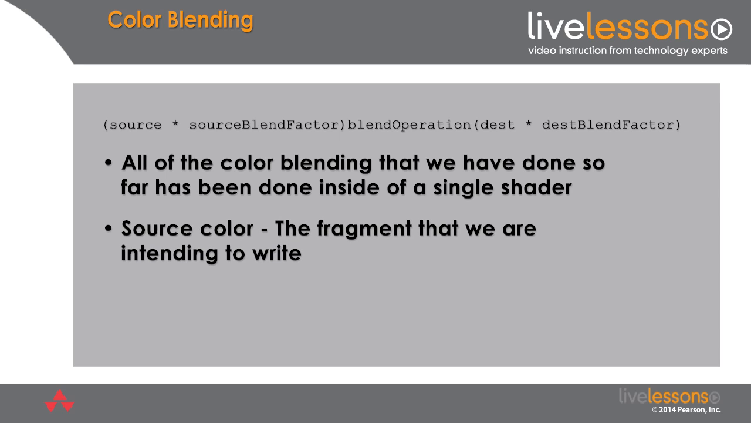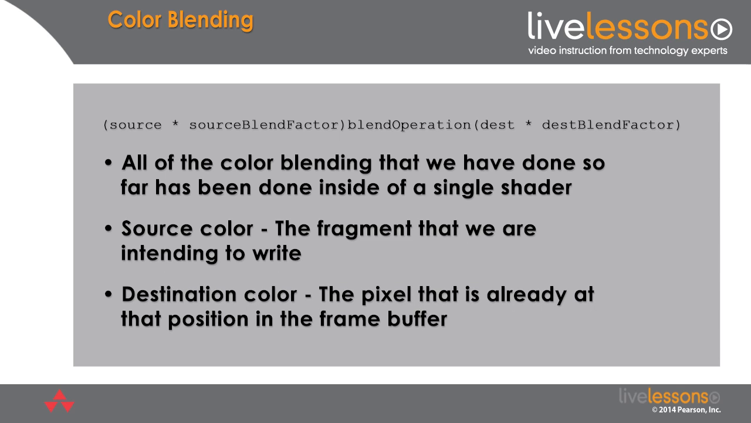So now we're building a source color. That's the pixel that we're actively working on, the fragment that we're intending to write. And then there's a destination color. The destination color refers to the pixel that is already at that position in the frame buffer.